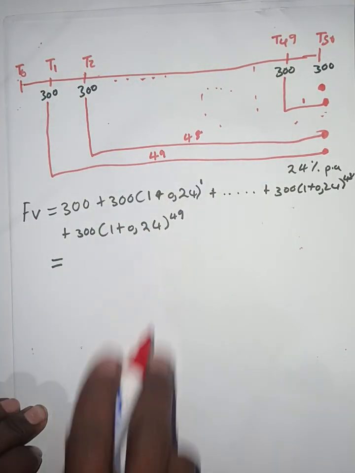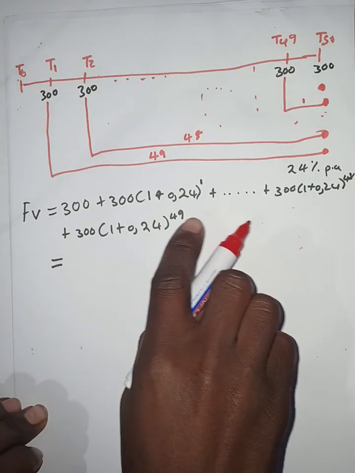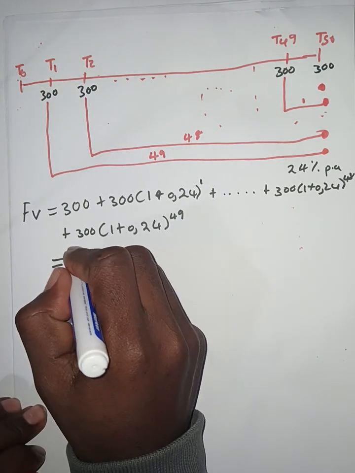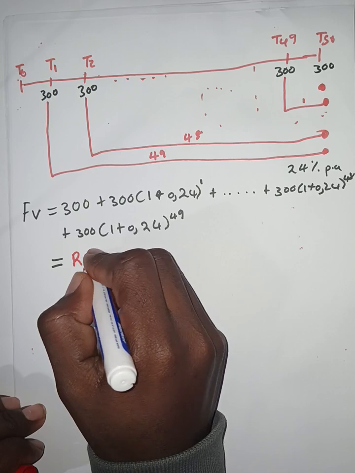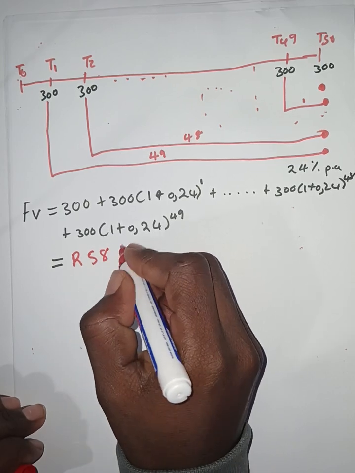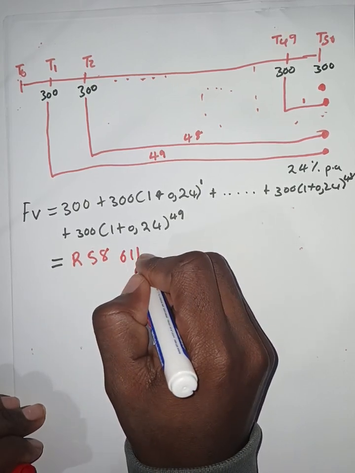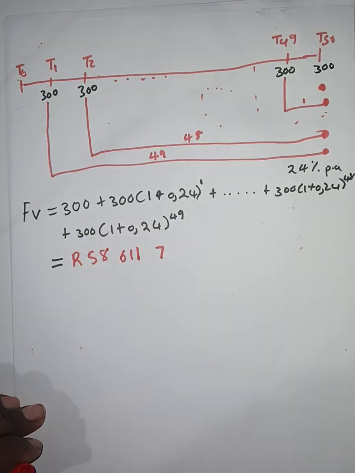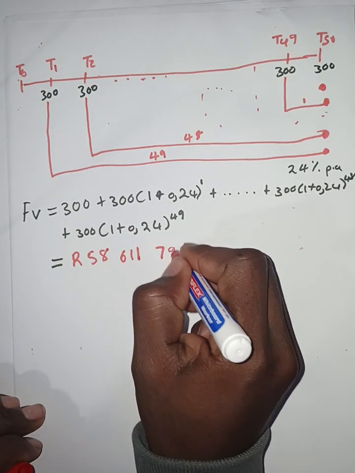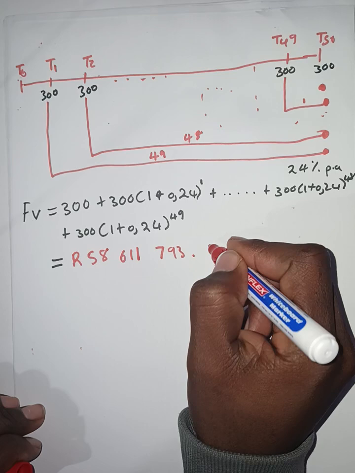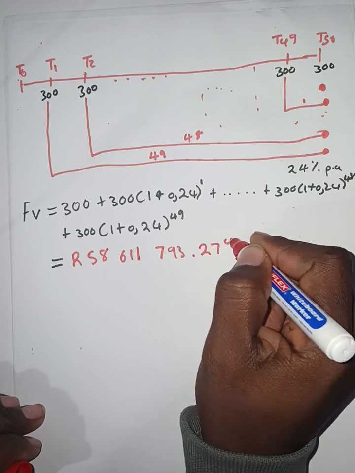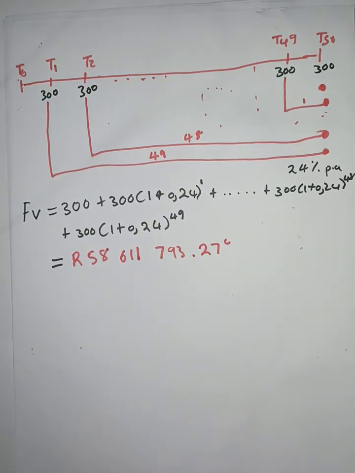So if we put all of that in our calculator until T49, you'd get a value of 58,611,700.93, and of course 20... that's 27 cents. So that's the value that I got. It's a strange value. So if you don't mind, can you pause and put those values in to verify the answer.